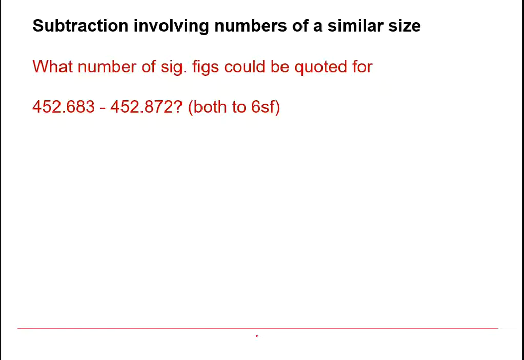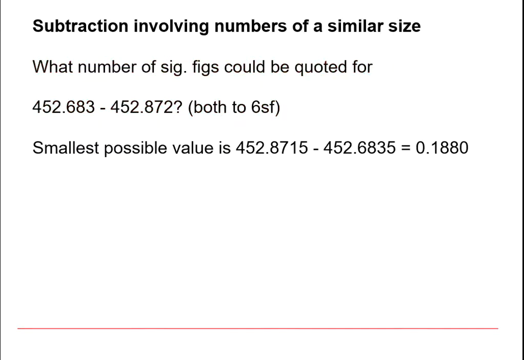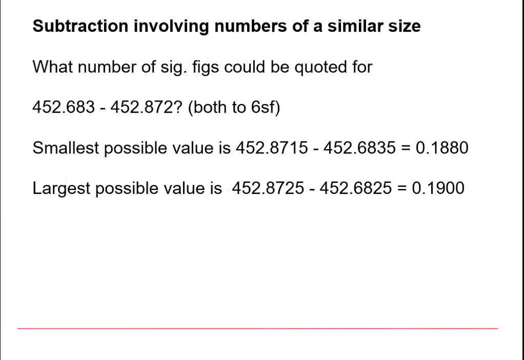So now we're going to look at an example where the two numbers are fairly similar. So we do exactly the same thing and find that the smallest possible value is 0.1880, whilst the largest possible value is 0.1900.